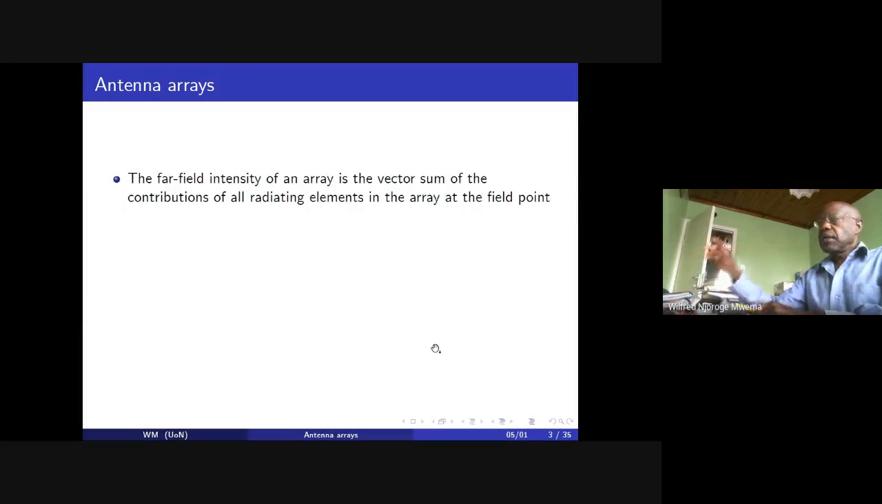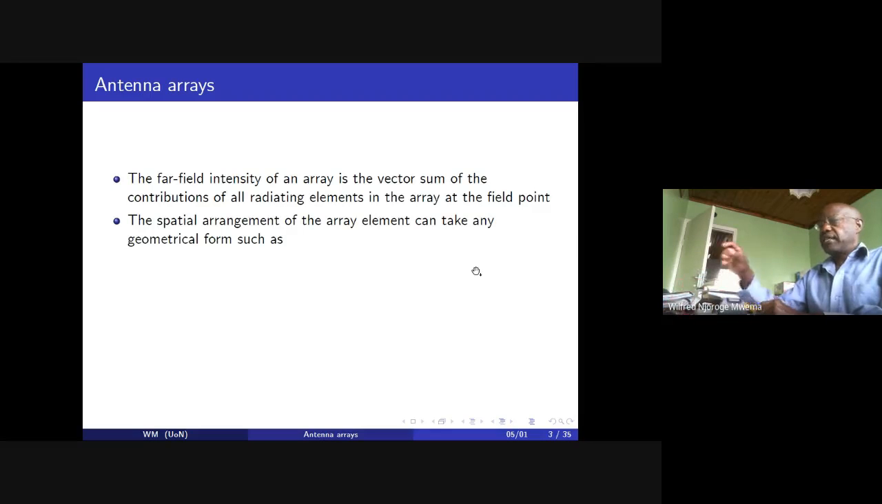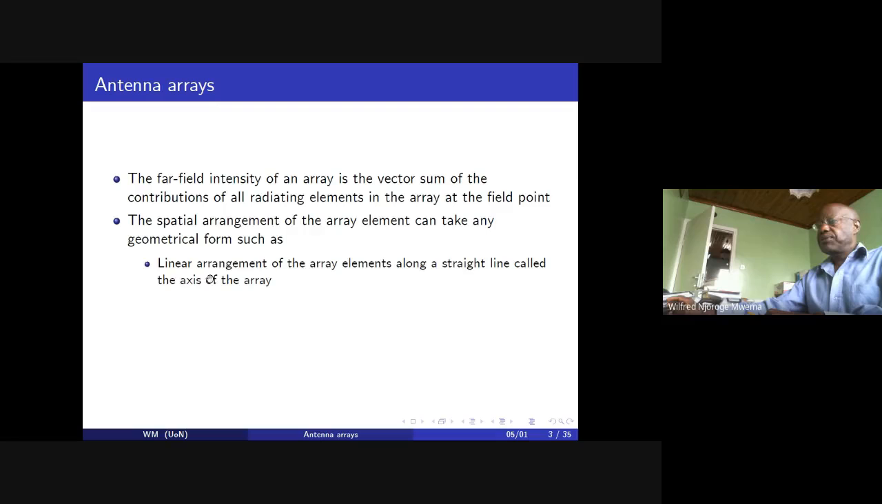So the far field intensity of an array is usually defined as the vector sum of the contributions of all the radiating elements in the array at the given field point. And the spatial arrangement of the array elements can take any geometrical form. That is, we could arrange the elements in a linear arrangement along a straight line. This can be called the axis of the array, or linear arrays. Then we can have a square or rectangular or any polygonal arrangement to form a 2D array.